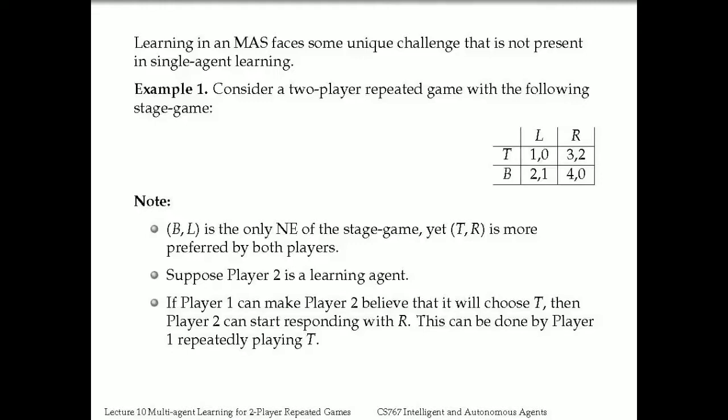So in this scenario, we have a learner, which is player 2, and we also have a teacher, which is player 1, and player 1 can somehow influence player 2's decision through making decisions itself, right? That is very interesting, that in a multi-agent system, not only can an agent play the role of a learner, but it can also play the role of a teacher.